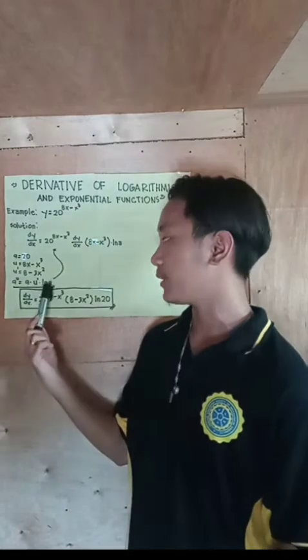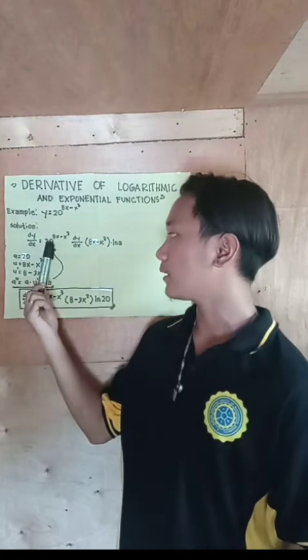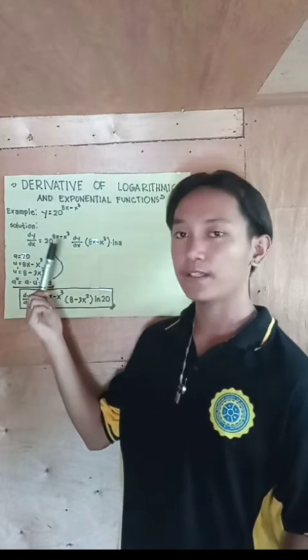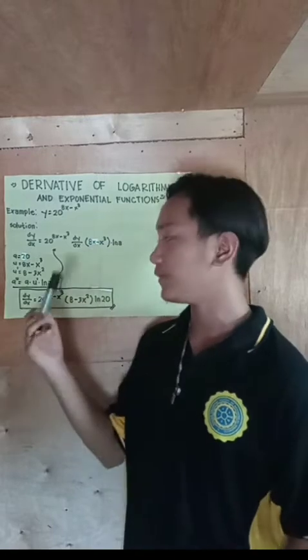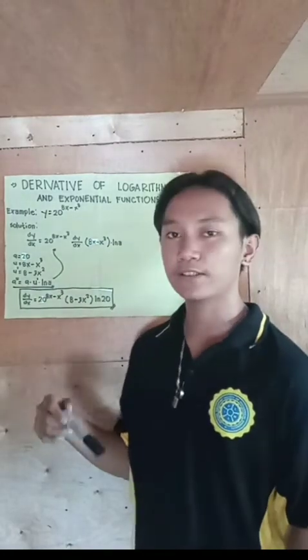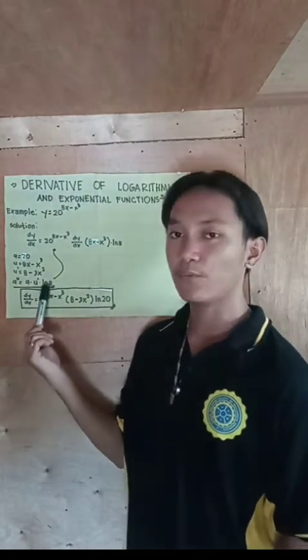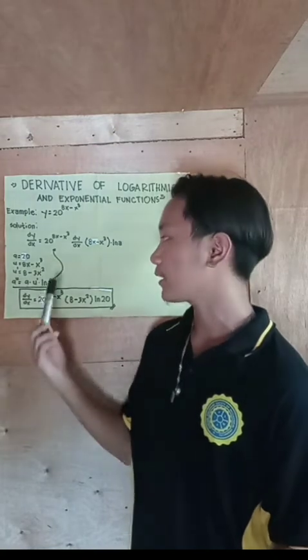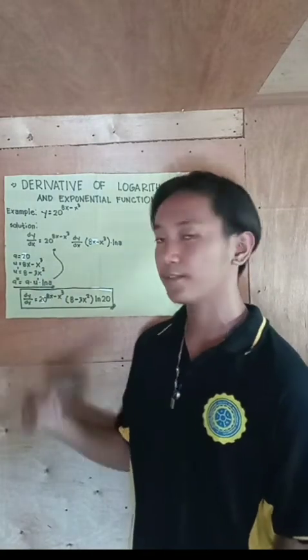Nganong ln A is because ang atong base is a number. Dili siya E. Kaya if E, ln E is 1 ra man siya. So dili na nato ibutang kani kay 20 man, so ln A.